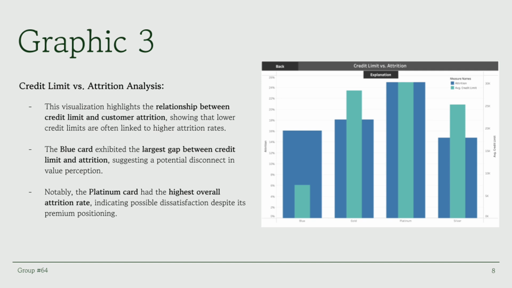Graphic 3. Finally, we examine the relationship between credit limits and attrition. This bar graph overlays credit limit data with the attrition rates by card type. The blue card stands out for having the largest gap, lower credit limits, and higher attrition, suggesting that users may feel undeserved or undervalued. Interestingly, platinum card holders also show the highest attrition rate despite having the highest credit limits. This could indicate that even high-spending users may leave if expectations tied to premium status aren't met. Together, these findings help us pinpoint which segments are at risk and why.